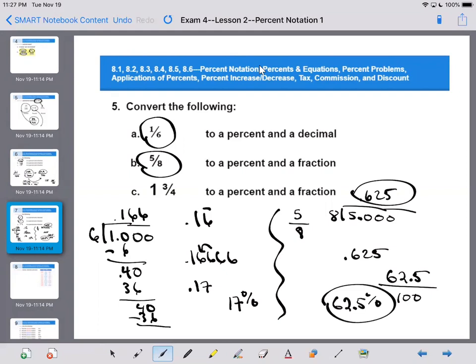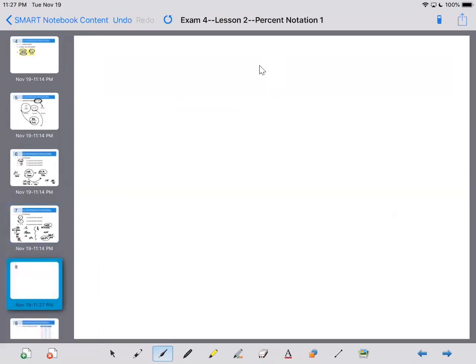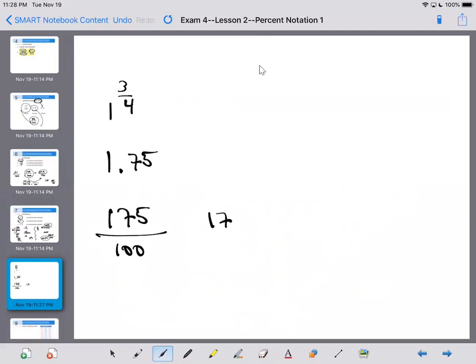And then part C, we've got 1 3/4. So that is really 1 75 hundredths. And so this would be 175 hundredths as a fraction, but it would also be 175%.